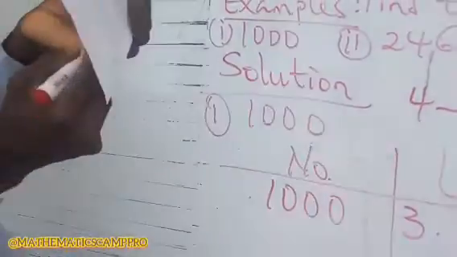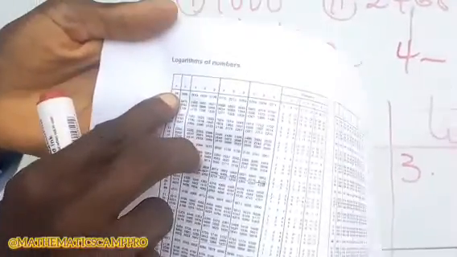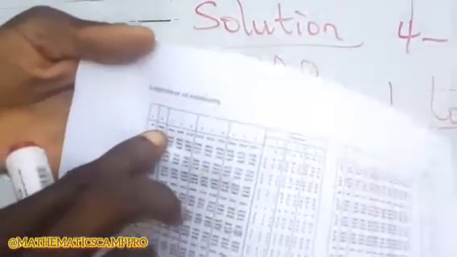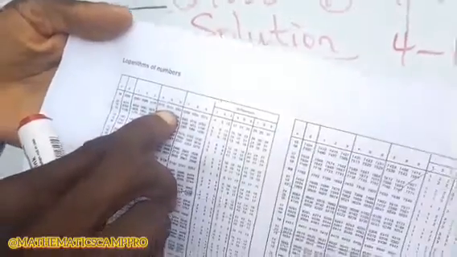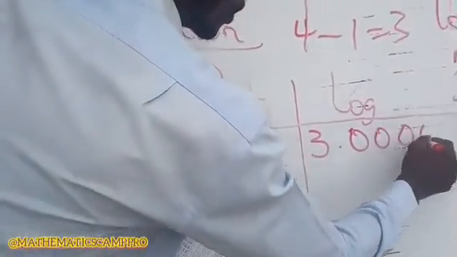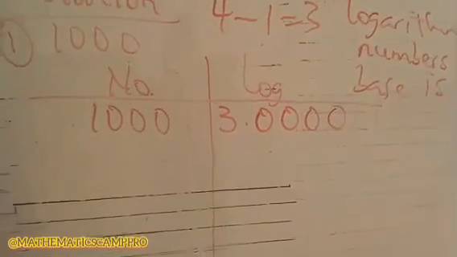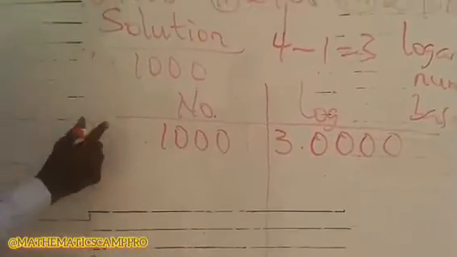If you look at your 4-figure table, you are not having any number less than 10. Now, for us to get our mantissa, we are at 10 under what? Under 0. We have 0, 0, 0, difference 0. Now, our answer is going to be 3.0000. I hope that is well understood. This is for question 1.